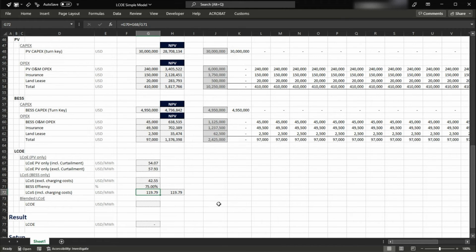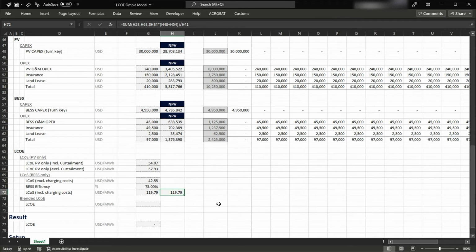You can either do it considering the efficiency of the BESS system, or you can do the second way, in which you calculate the percentage of the PV that goes to the BESS and the other percentage which goes directly to the load, and include that cost in the calculation.